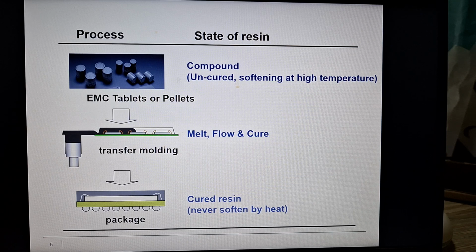This is the compound, because as I've mentioned in the earlier discussion, compound means a combination of many materials that makes it a compound. On the left corner is the process, the right side is the state of the resin, or the state of the EMC or the material. So the EMC tablets or pellets are basically uncured. In order to form this in the process of EMC, it undergoes what is called B stage.